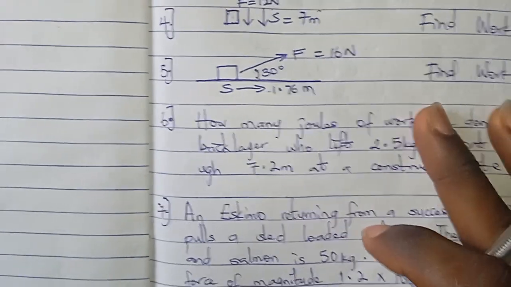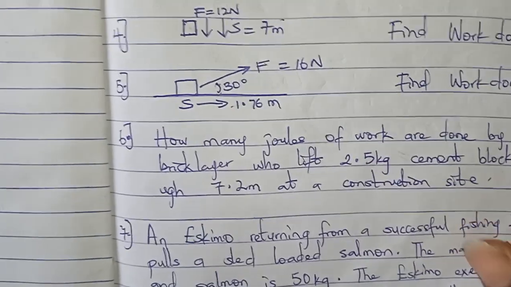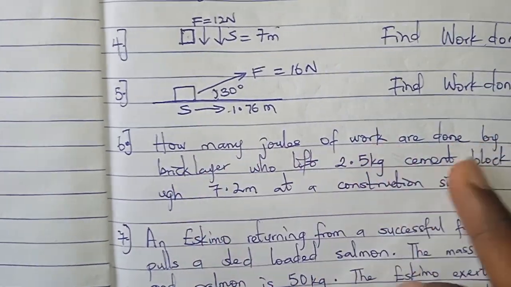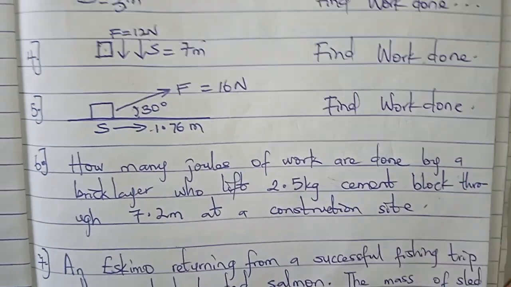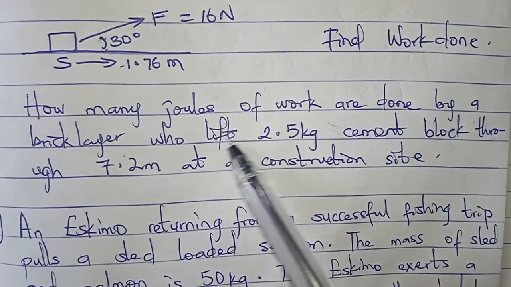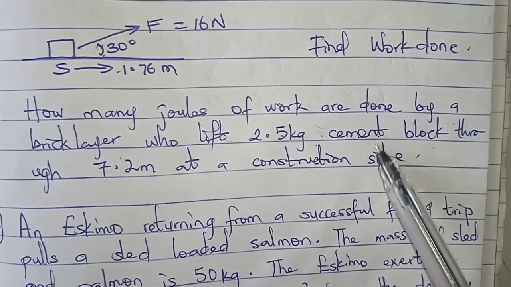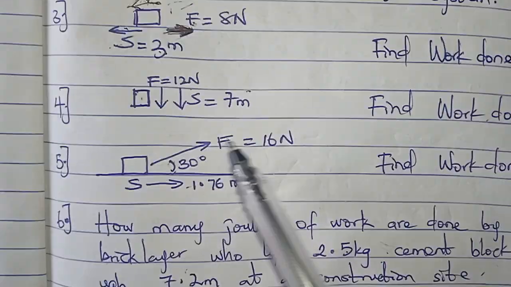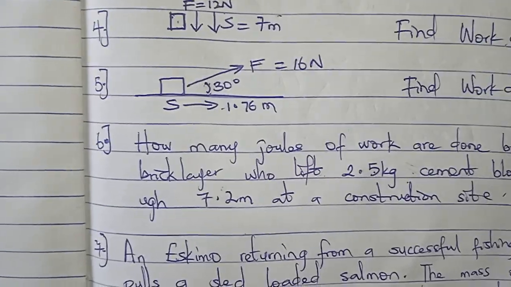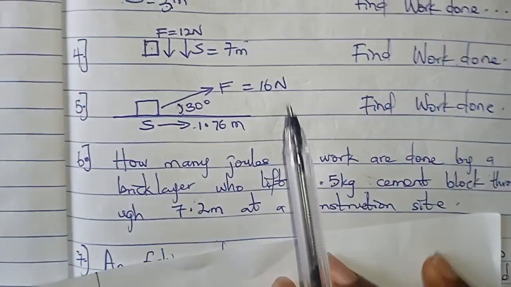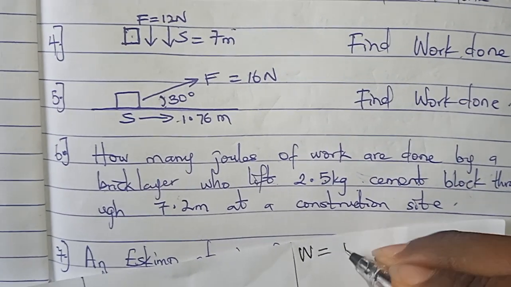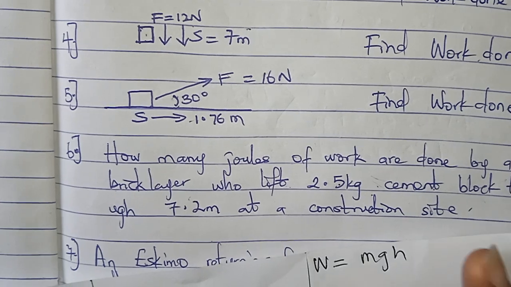All right, so let's look at number 6. They said how many joules of work, this is a word problem, how many joules of work are done by a bricklayer who lifts 2.5 kg cement block? Notice that this question is like this one, this particular one, but here they gave us the mass. So the formula we use for work done by a body due to gravitation is simply W equals to mgh.